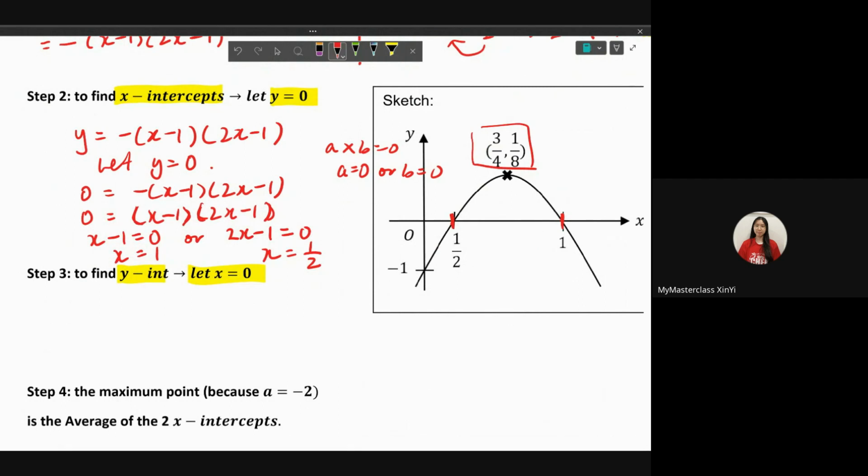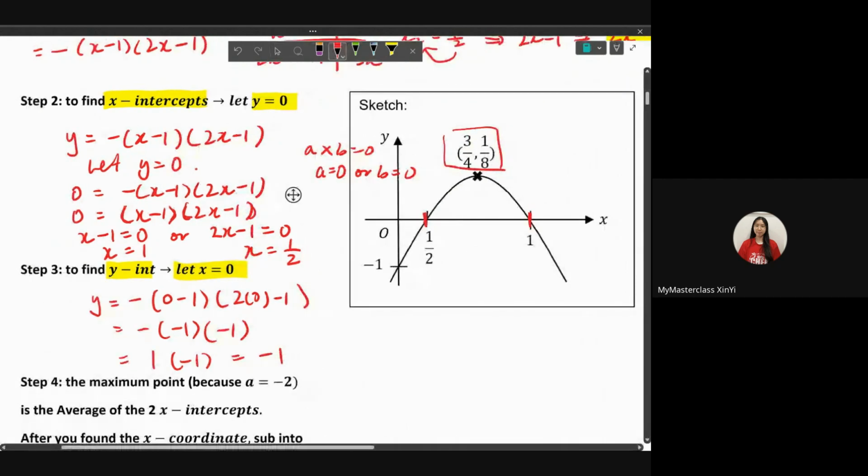So over here, your x equals 0, right? So sub in your x as 0. Then over here you would have negative of negative 1, 2 times 0, negative 1. So negative of negative gives you positive 1, times negative 1. So you will have negative 1.